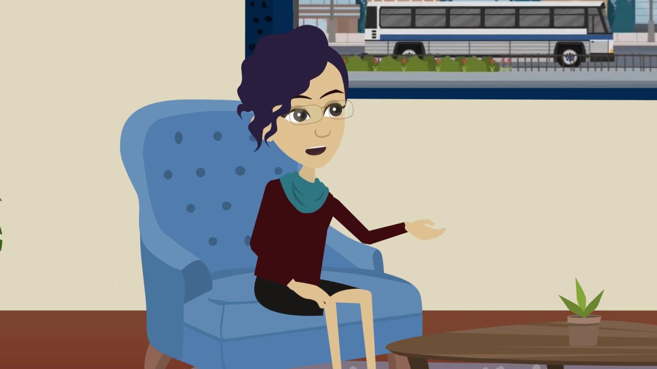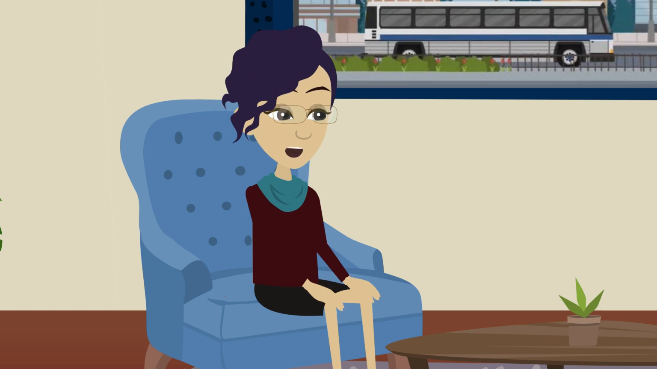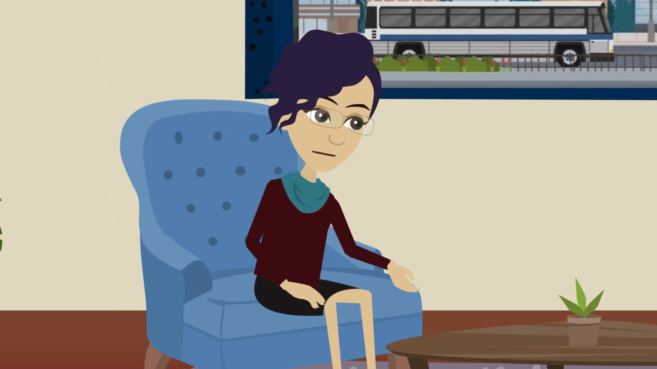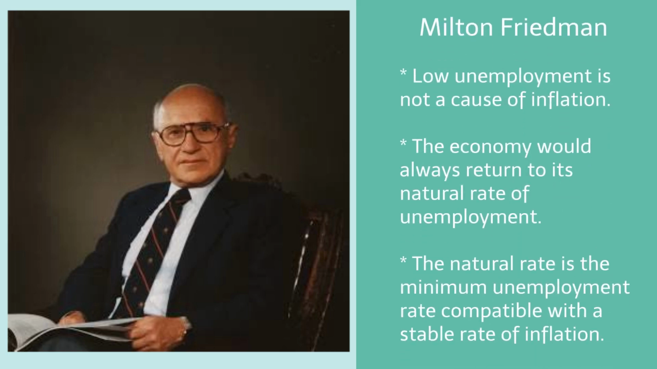Proponents of the Phillips curve saw unions as a force that would increase wages excessively, causing inflation whenever the labor market approached full employment. Famous economist Milton Friedman argued that the economy would always return to its natural rate of unemployment. He defined the natural rate as the minimum unemployment rate compatible with a stable rate of inflation, as determined by the structure of the labor market. So, monetary policy could not push unemployment beyond this natural rate for long. Soon enough, people's inflation expectations would adjust and employment would return to the natural rate.